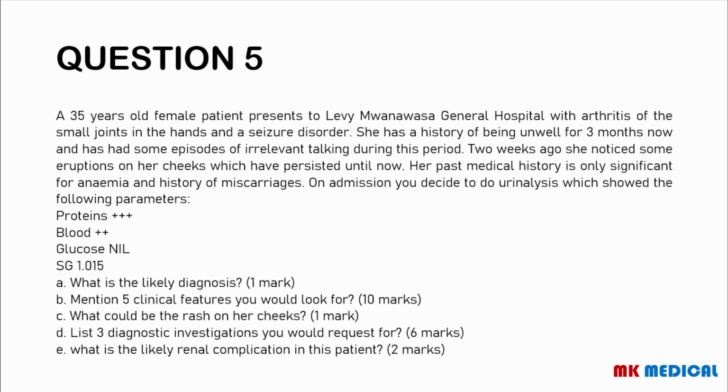Moving on to question 5. A 35-year-old patient presents to Levi Mwanawasa General Hospital with arthritis of the small joints in the hands and a seizure disorder. She has a history of being unwell for 3 months now and has had some episodes of irrelevant talking during this period. 2 weeks ago, she noticed some eruptions on her cheek, which have persisted until now. Her past medical history is significant for anemia and history of miscarriages. On admission, you decide to do urinalysis, which showed the following parameters: proteins 3+, blood 2+, glucose nil, specific gravity 1.015. What is the most likely diagnosis?